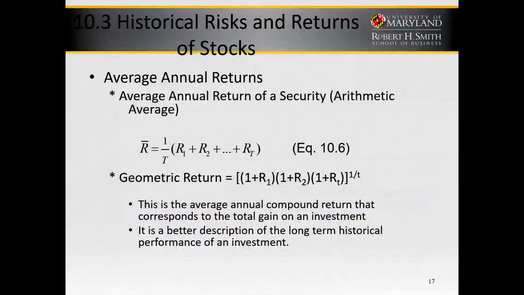Now, when we're looking at average annual returns, we're typically taking an arithmetic average of each of the annual returns. So we've gotten our annual return for 1 year. We add up each of these and divide by T, the number of years. For our geometric return, we actually raise to the 1 over T power. That's an average compound return that corresponds to the total gain on the investment. It's a better description of the long-term historical performance. So we will be using that to calculate your return.